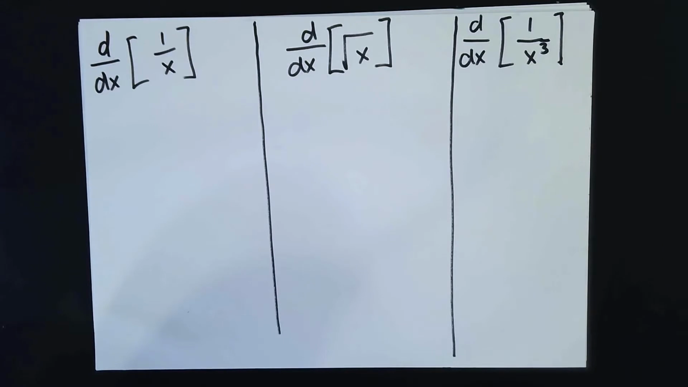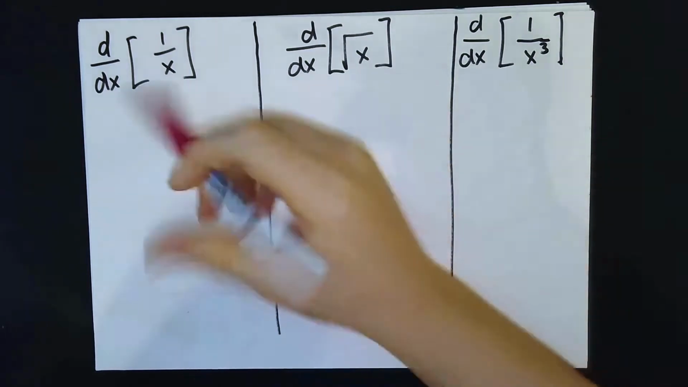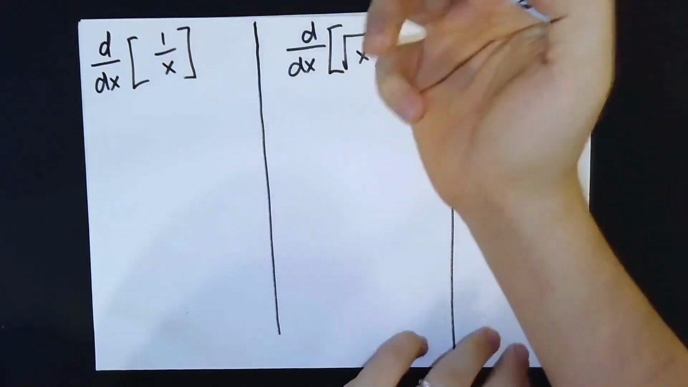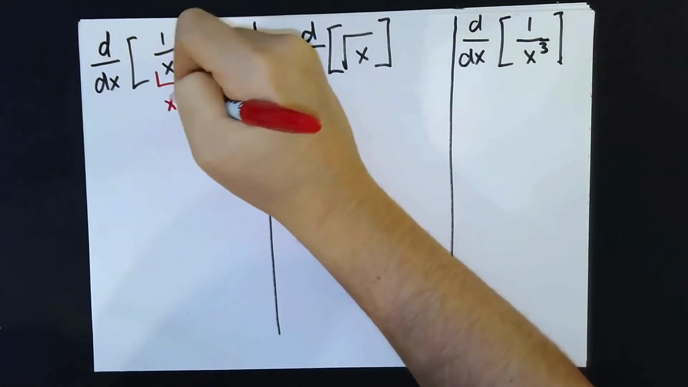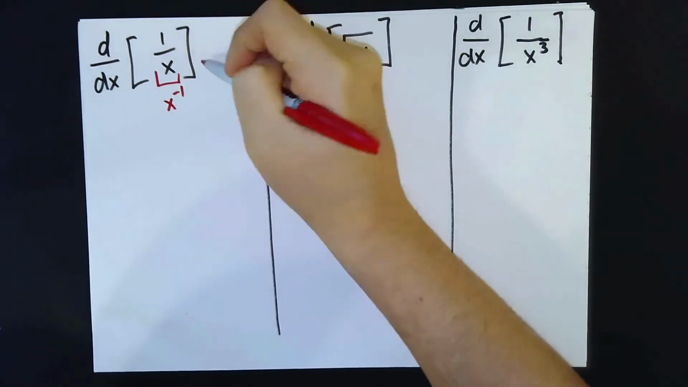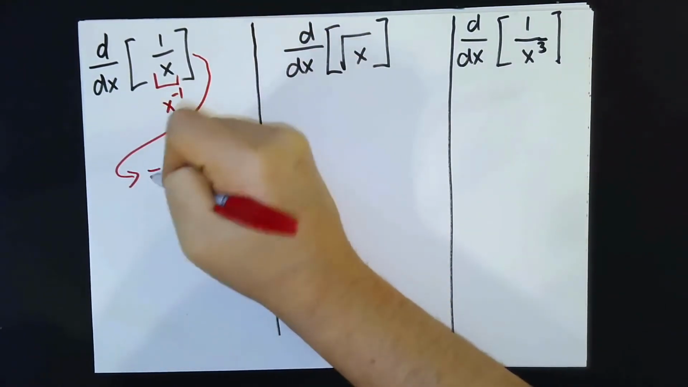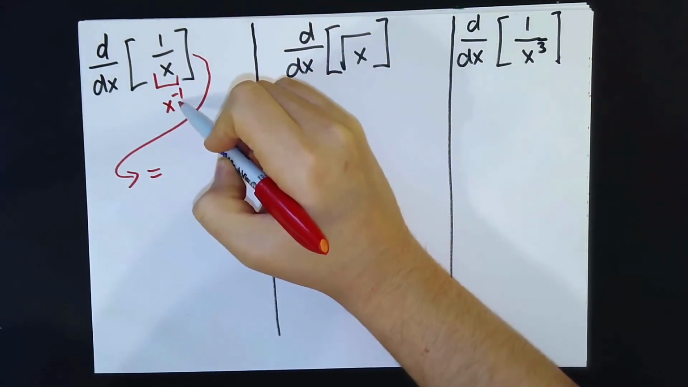Now, I want to point out the power rule isn't just useful for things that are immediately given to you as powers of x, like x to the 10th. We talked a lot at the beginning of the class about how a lot of things that don't look like powers can really be written as powers. So, for example, when I take the derivative of 1 over x, well, 1 over x, remember, is the same thing as x to the minus 1. So this is actually asking me for the derivative of x to the minus 1.